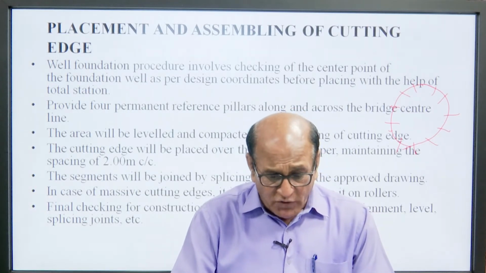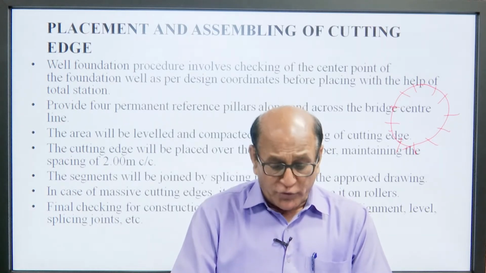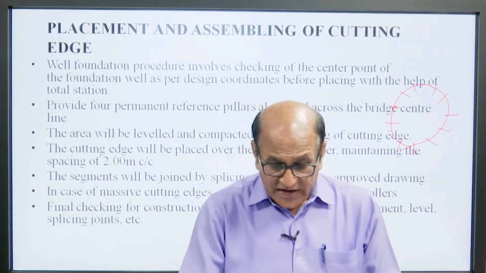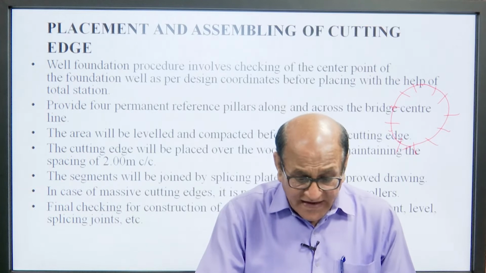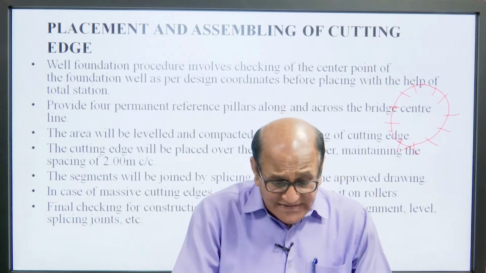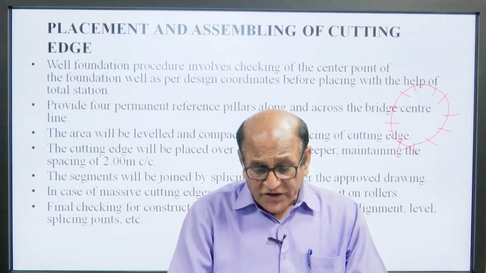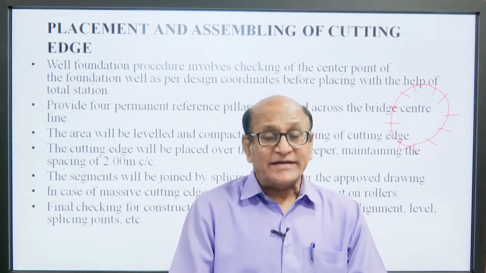The segments will be joined by the splicing plate as per approved drawing. In case of massive cutting edge, it is preferable to place it on rollers. Final checking of the construction of the well foundation includes alignment, level and splicing joint etc.